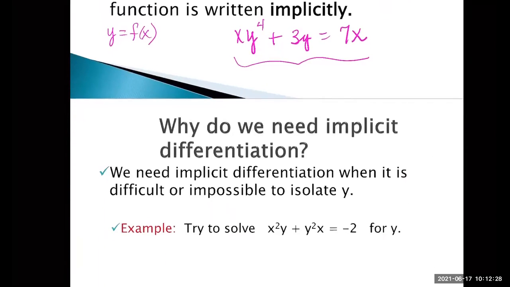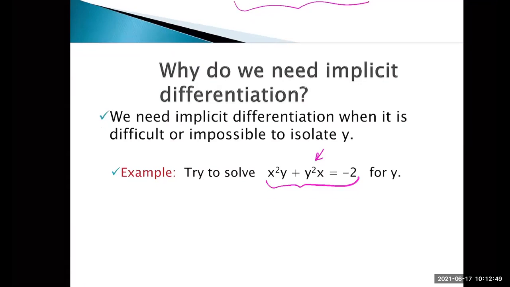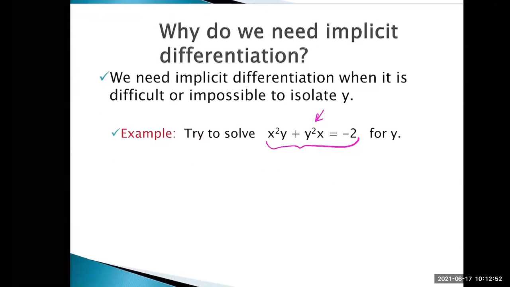So here's another example. I wrote one up above, but here is another equation that's written implicitly. And if you try to factor out a y on the left-hand side, notice the y squared messes that up. So I'm just showing you an example of what one will look like where you need to use implicit differentiation. And we're actually going to find the derivative of this one in just a minute.